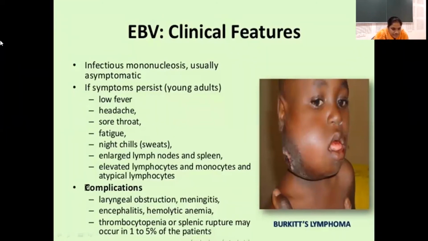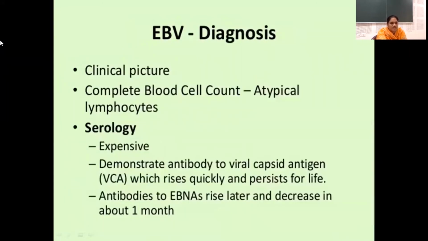Usually complications are laryngeal obstruction, meningitis, encephalitis, hemolytic anemia. These are the other complications. Thrombocytopenia or the splenic rupture may occur in 1 to 5% of the patients. So diagnosis is by the clinical picture; in the complete blood picture atypical lymphocytes are usually seen. Serology is more expensive, demonstrating antibodies to the viral capsid antigen, which rises quickly and persists for life.